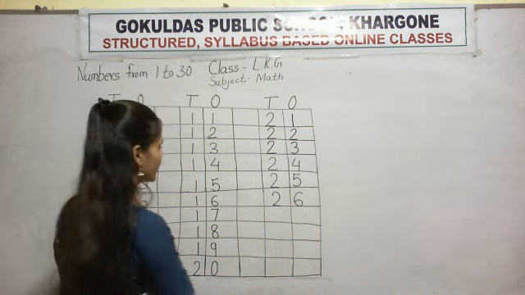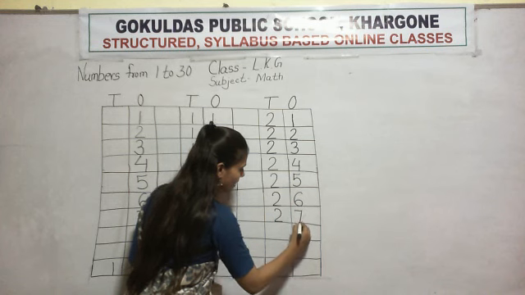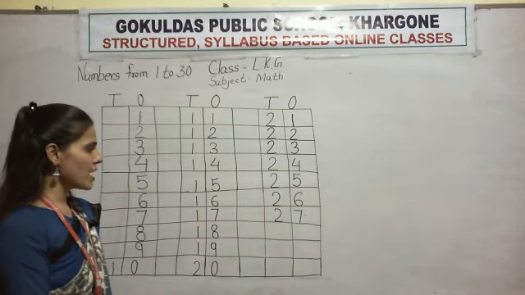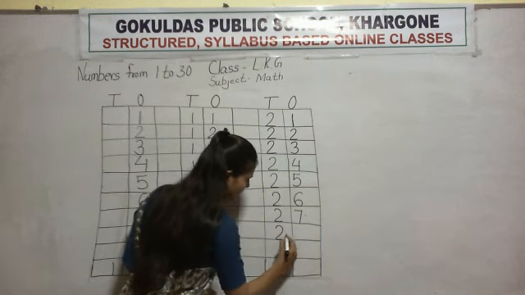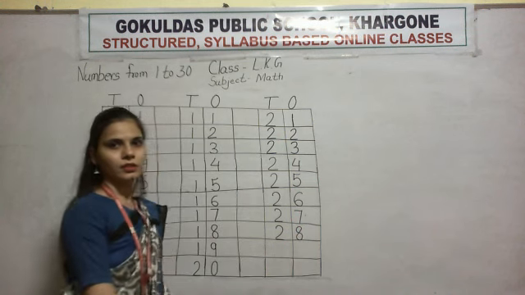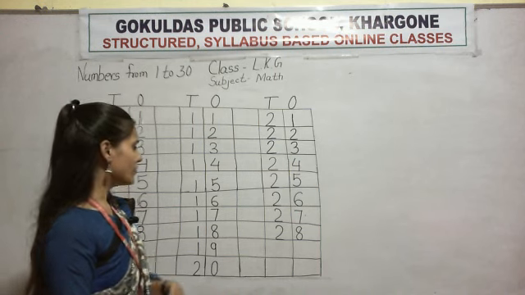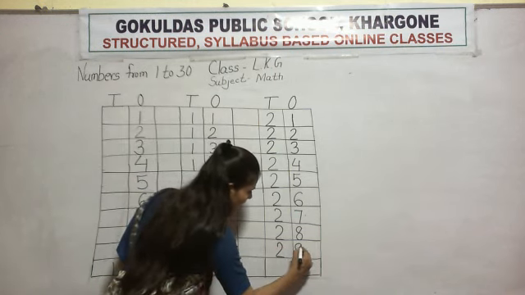After 26, we will write 2, 7, 27. All of you write 2, 7, 27. Now after 27, we will write 2, 8, 28. Done? Good. Okay, now after 28, we will write 2, 9, 29.